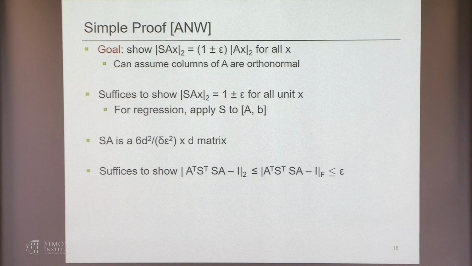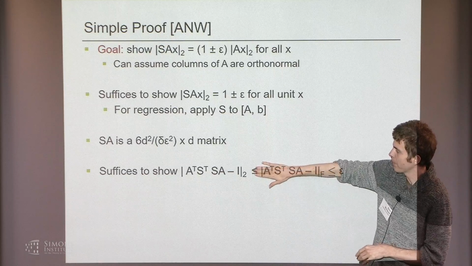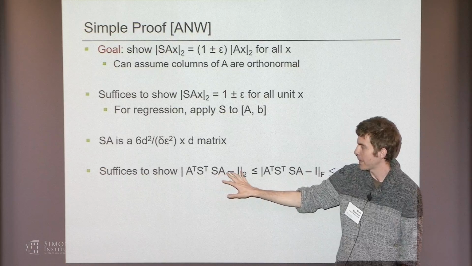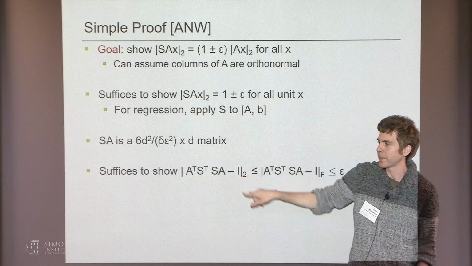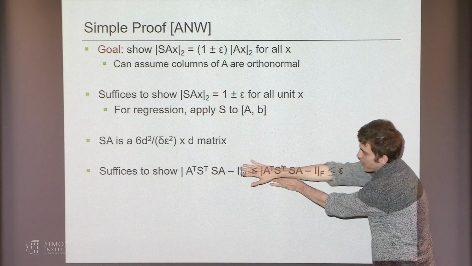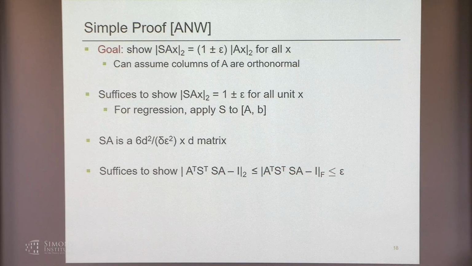Okay, so here's a key observation. Let's look at the operator norm of A transpose S transpose SA minus the identity. This is a d by d matrix, and this is a d by d identity. Suppose we show that this operator norm is at most epsilon. Then we're all set, right?